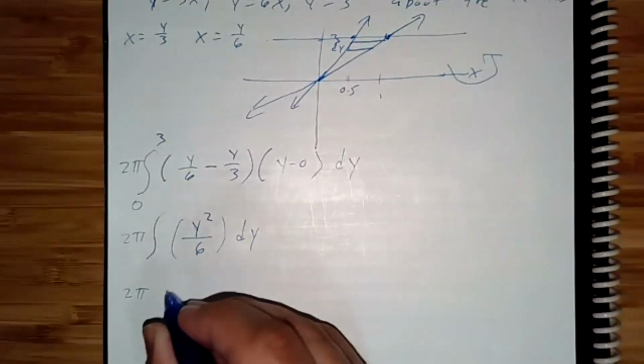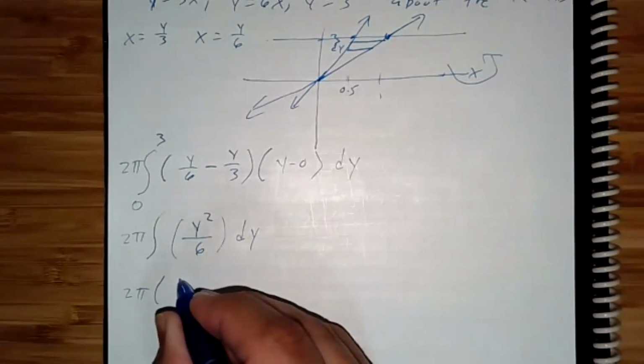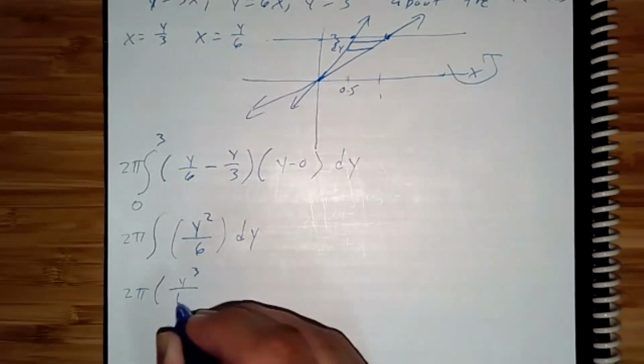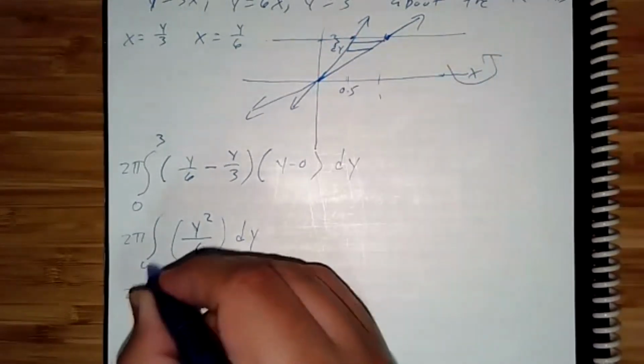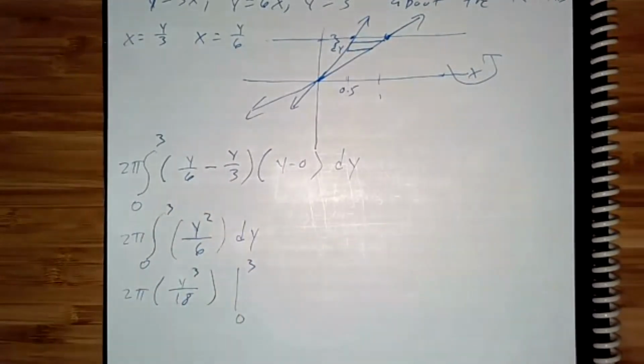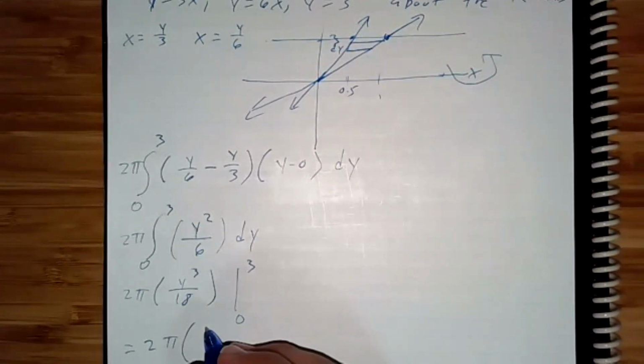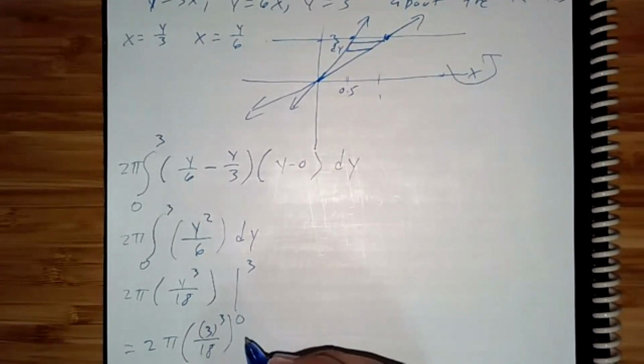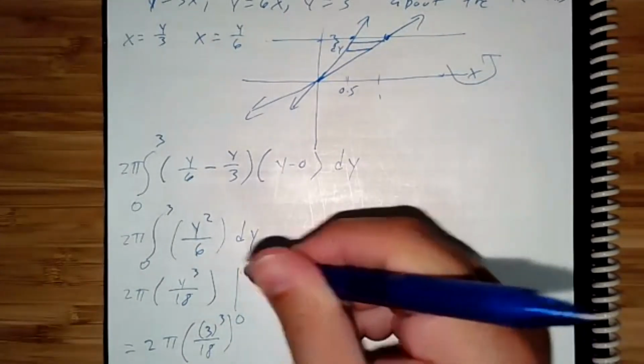Integrate and we will get y cubed over 18 from 0 to 3. So that'll be 2 pi times 3 cubed over 18. Move this a little bit.